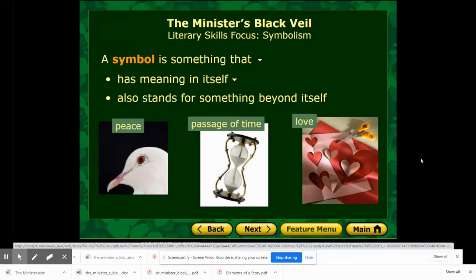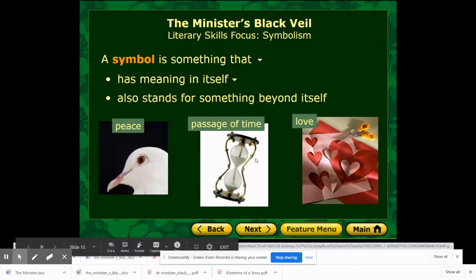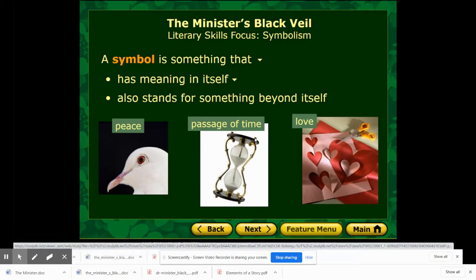Now, let's look at the literary skill we're focusing on. We're focusing on symbolism, okay? A symbol is something that has a meaning in itself. It also stands for something beyond itself. A symbol could be about peace, like this dove. The symbol of a dove is peace. Passage of time. The symbol of this means how time passes so quickly. And the symbol of this card means love. Okay.